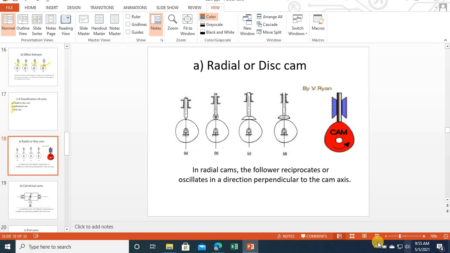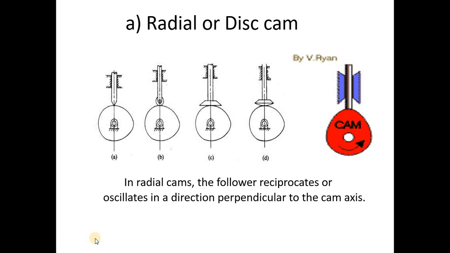So look at this. This is another type, what we call a radial or disc cam. You can see over here, in a radial cam the follower reciprocates. Look at this, this is the follower: knife edge follower, roller follower, flat faced follower, spherical follower. This follower can reciprocate or oscillate in a direction perpendicular to the cam axis. This is the cam axis.